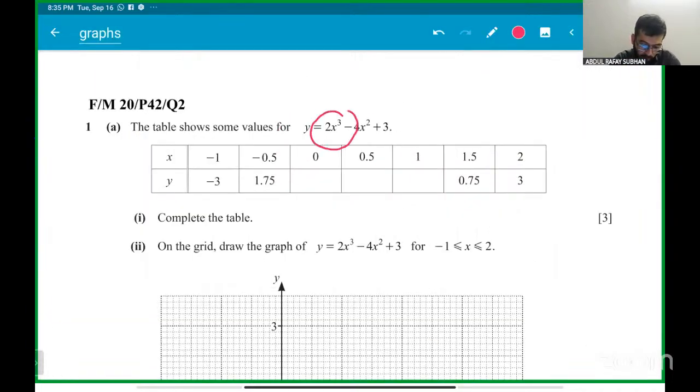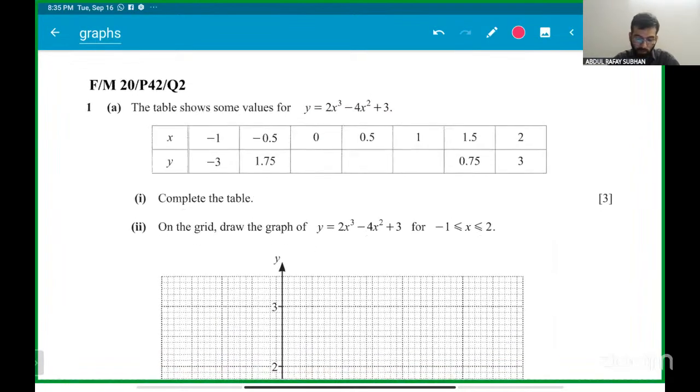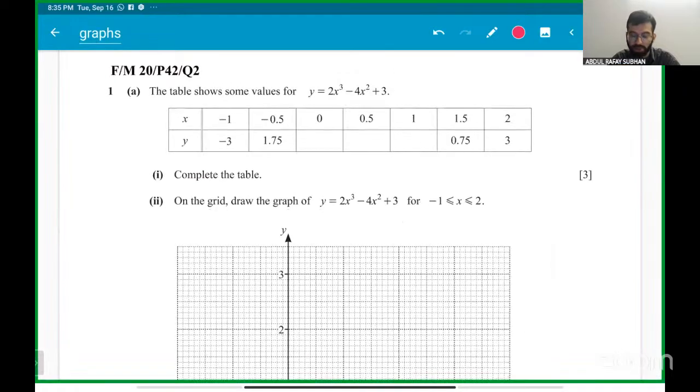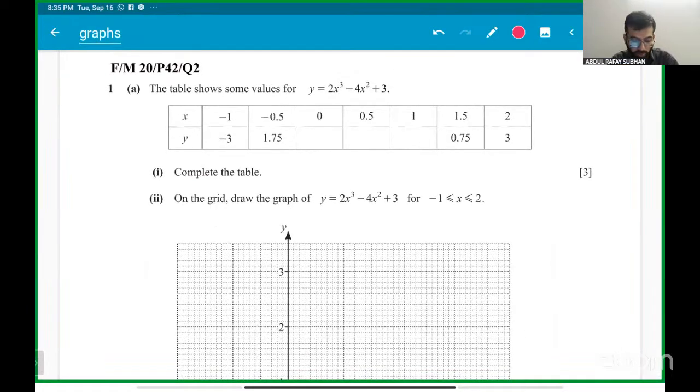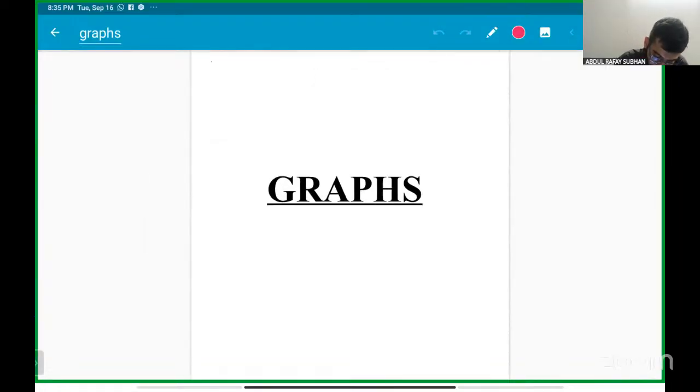It's a cubic graph, 2x cube minus 4x squared plus 3. Okay, so now we start. Let's follow. Everyone, let's start with this one, question number one. Make sure it's basically concept number one of the graphs, or concept number one was identifying the graphs.